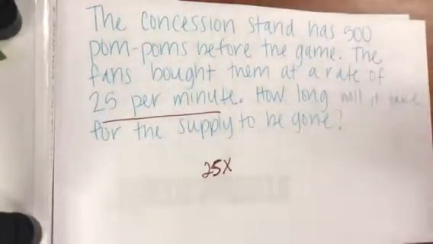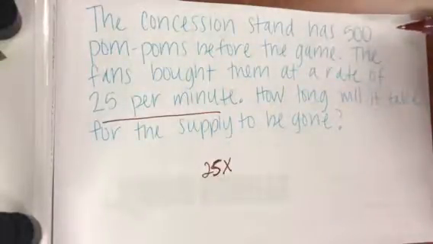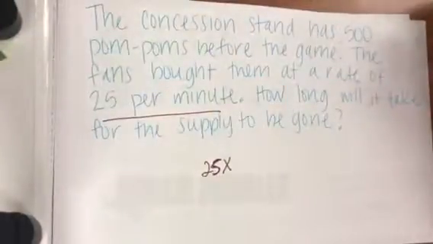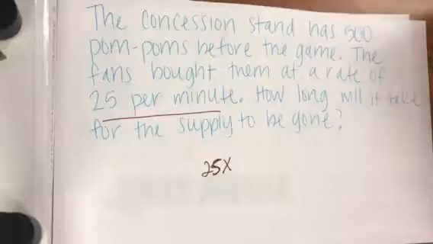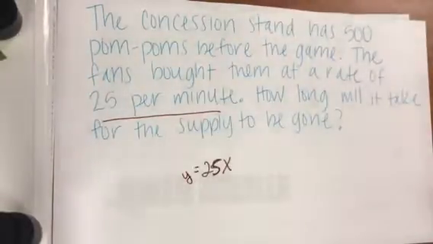Now, we have 500 pom-poms. Am I doing this one right? Yeah, you are. We have the 500 pom-poms. Where's that going to go? Isn't that going to go equals to 500 over here? Aren't we doing an XY? What do you mean an XY? Shouldn't it have equals y? Right, and that's how we did this one over here?